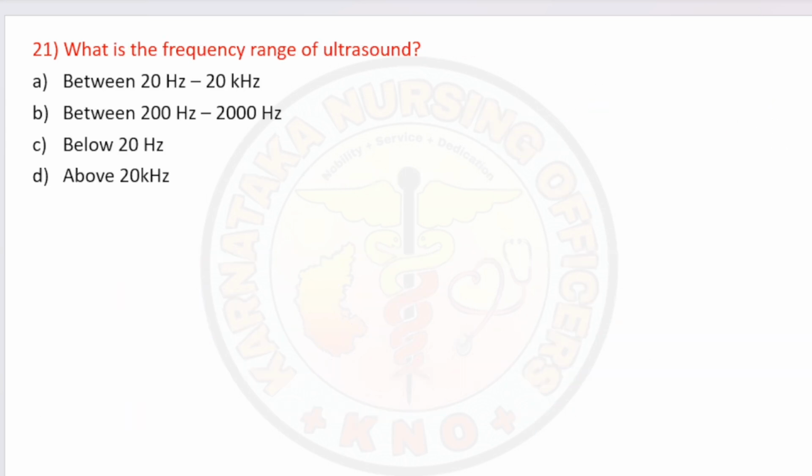So next question. What is the frequency range of ultrasound? Option A, between 20 Hz to 20 kHz.